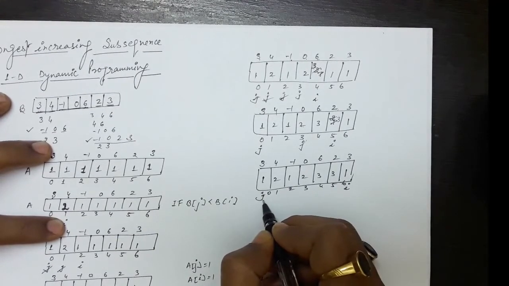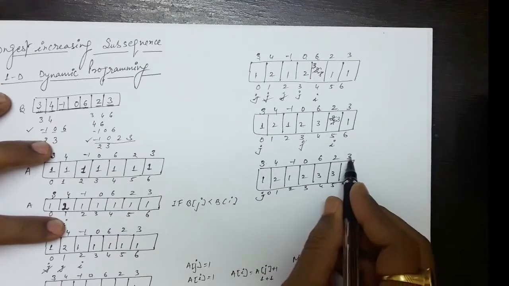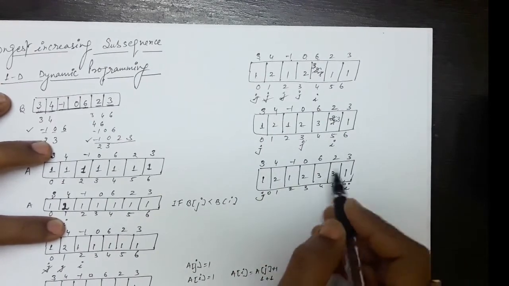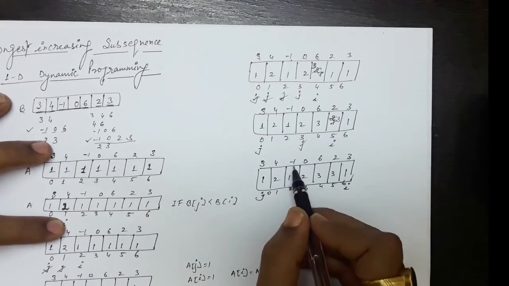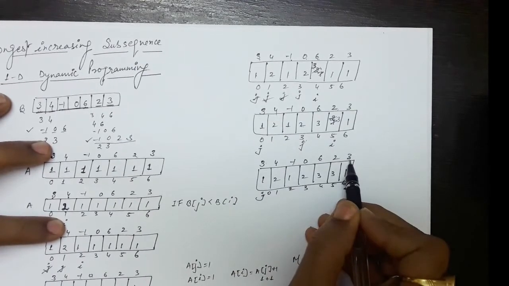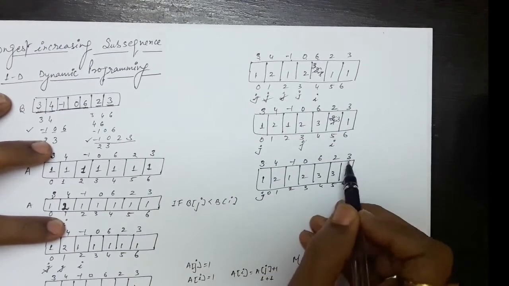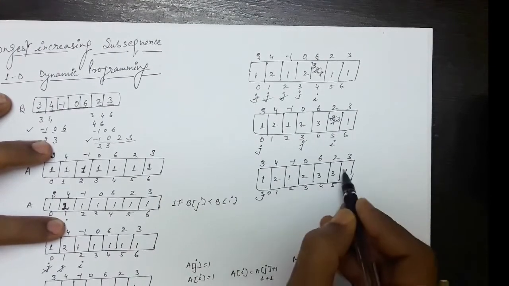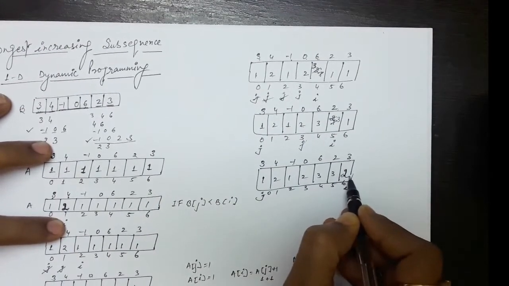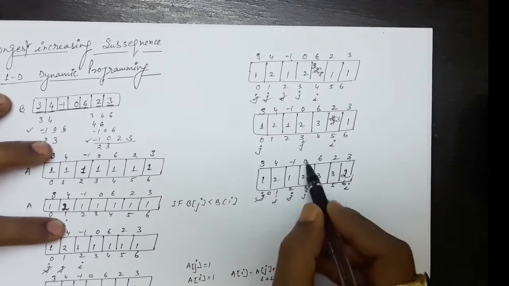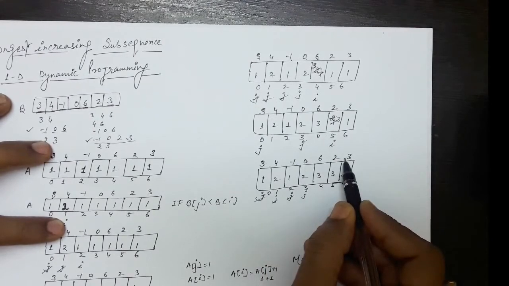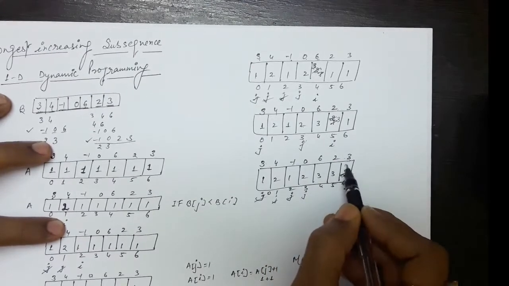Now you are going to compare this 3 with 3. The condition is false. No updation. 4 with 3. 4 is not less than 3. No updation. Then minus 1 with 3. Yes, minus 1 is less than 3. So this plus 1, 2 will be set here. Now you're going to compare this 0 with this 3. 0 is less than 3. So 2 plus 1, 3 can be set here.